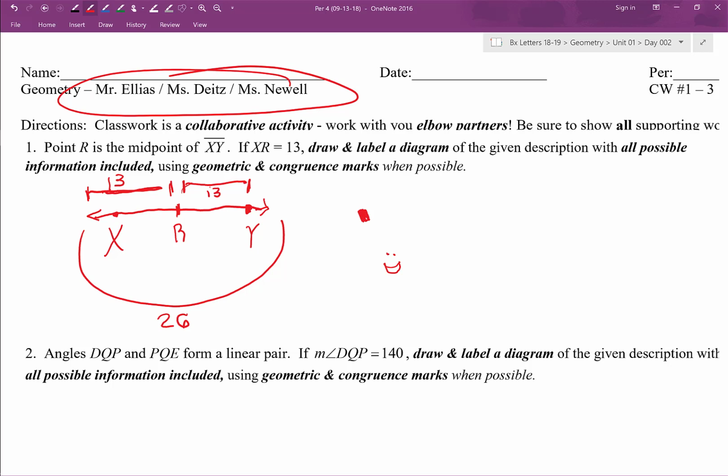So to show that it's congruent, they're both congruent, right? So to show that they're both congruent, you put a little tick mark. Like right here? Yeah. So boom, boom, 2 on each side. To show that they're congruent. They're called tick marks.